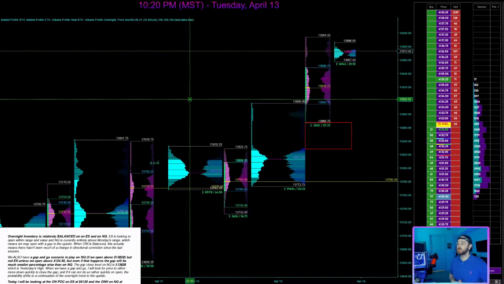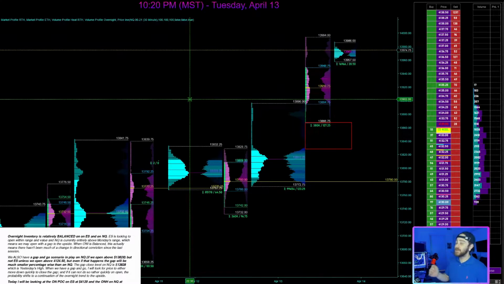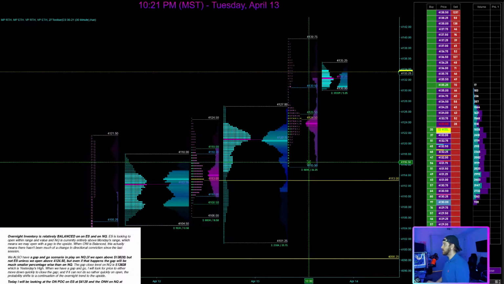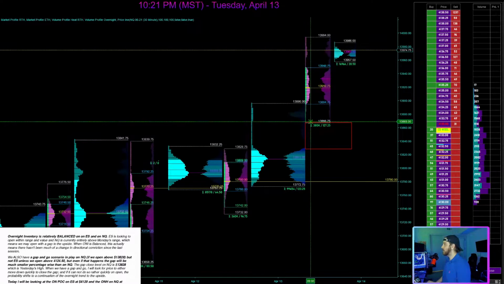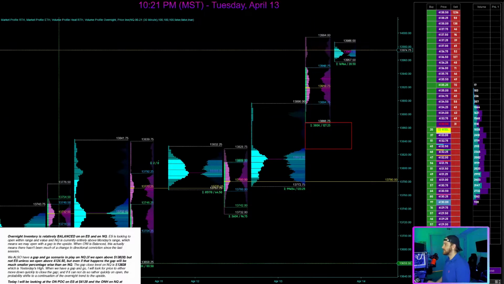Just to read you exactly what I wrote here: ES is looking to open within range and value, and NQ is currently entirely above Monday's range, as we just discussed. This means we may open with a gap to the upside. When the overnight inventory is balanced, this means there hasn't been much of a change in directional conviction since the last session. So the overnight inventory was balanced on ES and NQ. However, because we opened with a gap on NQ, there is slightly more directional conviction on NQ than ES. You can see here is the O period, we opened within yesterday's range on ES, but on NQ we were way above it.